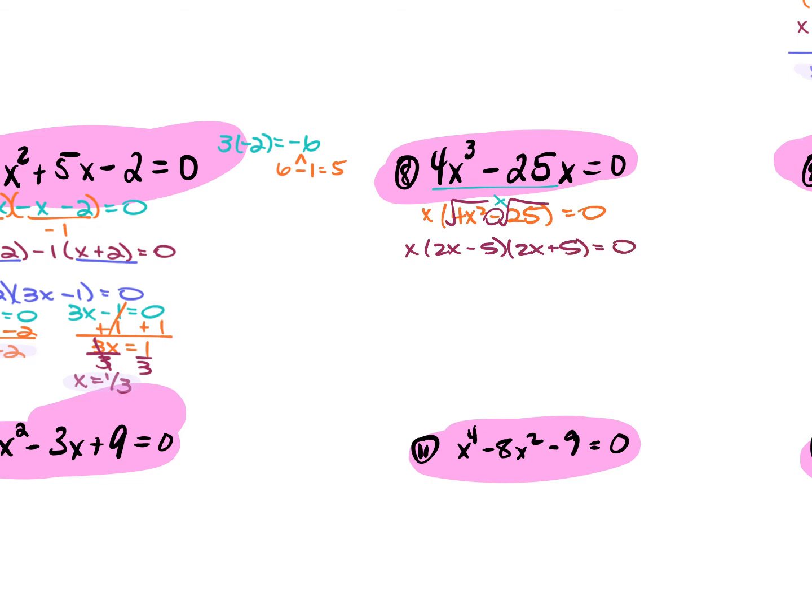We're completely factored here, so set each part equal to 0. So x is equal to 0, 2x minus 5 is equal to 0, and 2x plus 5 is equal to 0. For the x is equal to 0, that's a solution. You have x by itself, give that as a solution. For the 2x minus 5 is equal to 0, add your 5 to both sides. You have 2x is equal to 5. Then divide each side by the 2. So x is equal to 5 over 2.